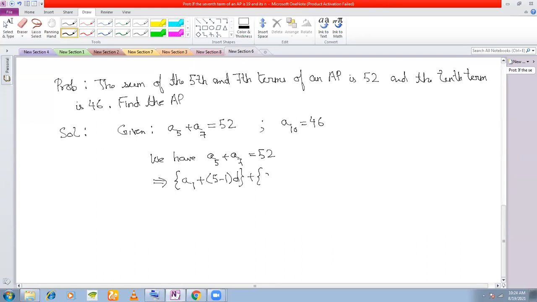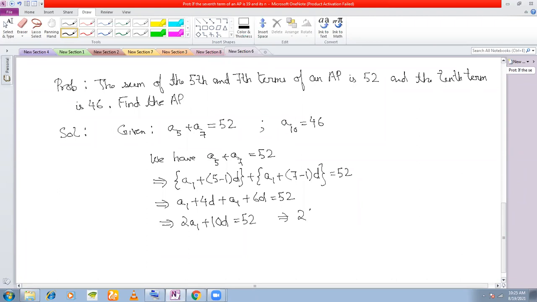And what is A7? A1 plus 7 minus 1 into D is equal to 52. Means A1 plus 4D plus A1 plus 6D is equal to 52. That means twice of A1 plus 10D is equal to 52. That means from here you can take 2 out, twice A1 plus 5D is equal to 52.